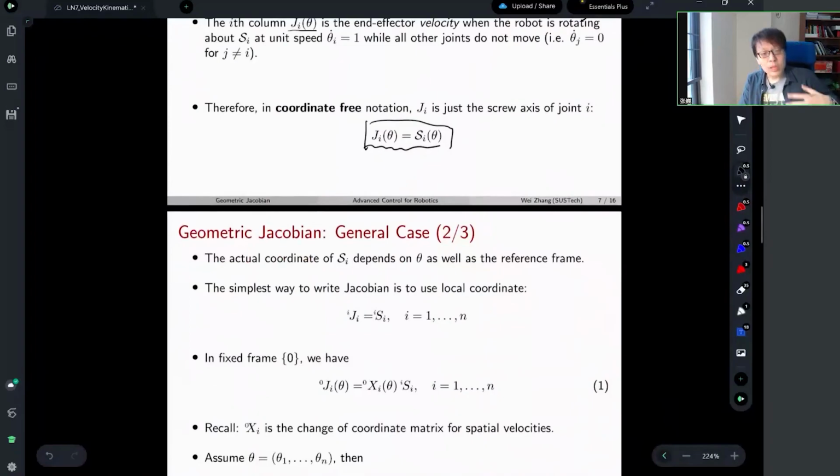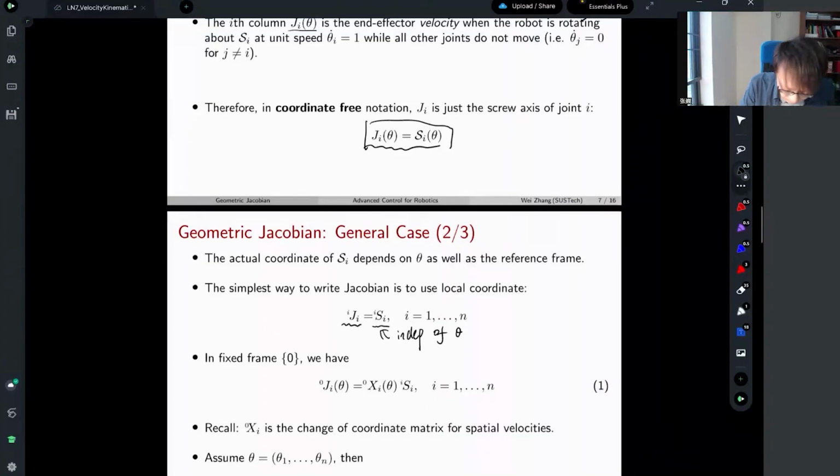Okay, and of course you can cheat, or you can find a coordinate frame that makes it very easy to express this physics. For example, the simplest way to write the Jacobian is to use local coordinates. The ith column is the ith screw axis, right? If I represent the ith screw axis locally using the ith joint frame, it is constant. It doesn't change, so it will be constant, independent of any theta. This should be okay, because this equation is the physics. No matter what coordinates I use, the physics should hold. I can pick whatever coordinates to express this physics, and now I use the ith coordinates, then it becomes simple.